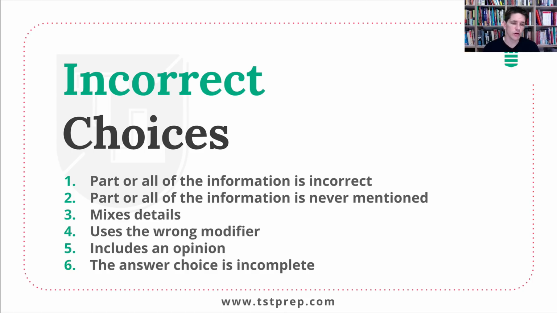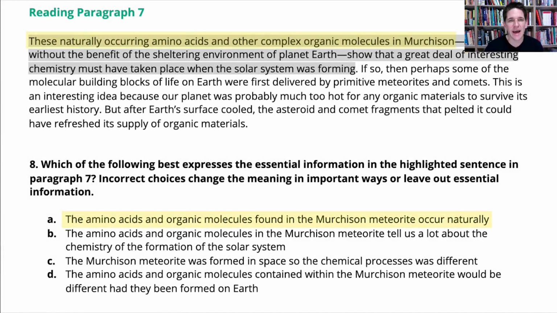Last way to make an incorrect choice is the answer choice is incomplete. And this is pretty common actually for a different type of question called sentence simplification. I usually call it paraphrasing questions. But sentence simplification questions, they just leave out some important information. So for example, A is incorrect because it says the amino acids and organic molecules found in the Murchison, I guess is how you say it, Murchison meteorite occur naturally.